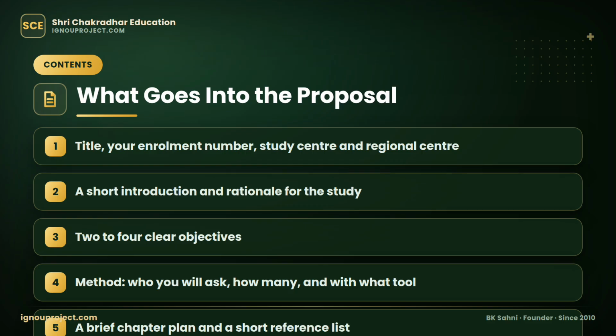the BTSP-115 route specifically. Keep the proposal lean. The title, your enrollment number, your study center and your regional center, a short introduction explaining why the study matters, 2 to 4 clear objectives, your method, meaning who you will ask, roughly how many people and with what tool, then a brief chapter plan and a short reference list. That is a complete proposal, and the official proforma asks for exactly this.